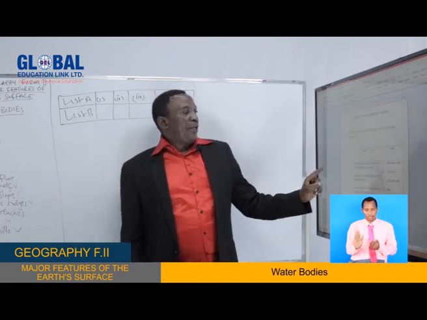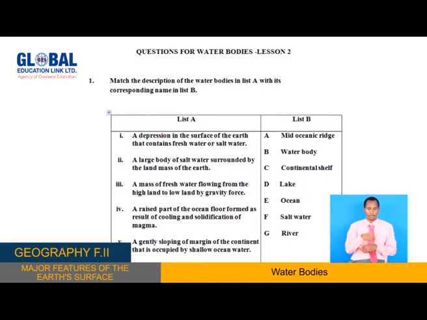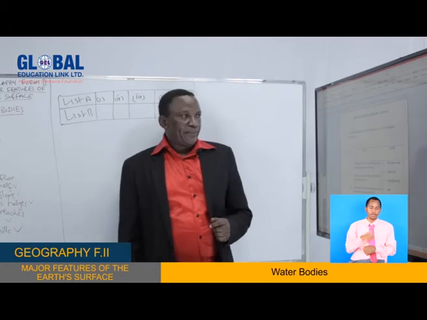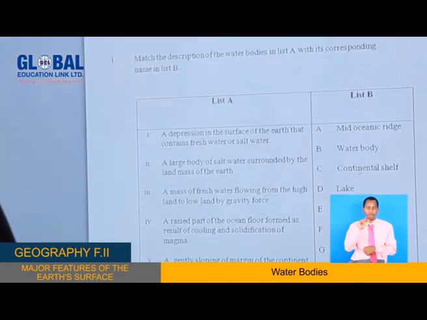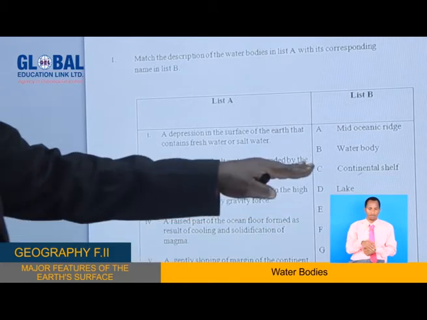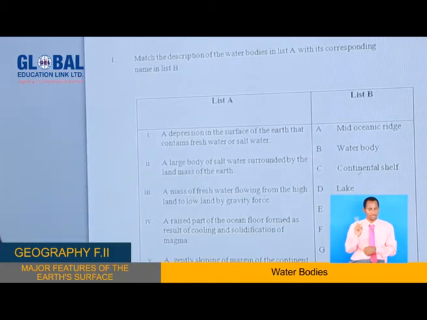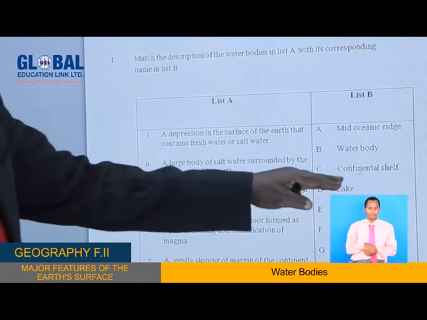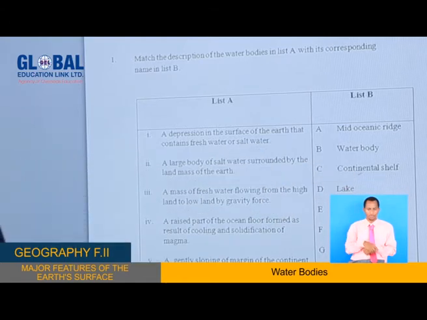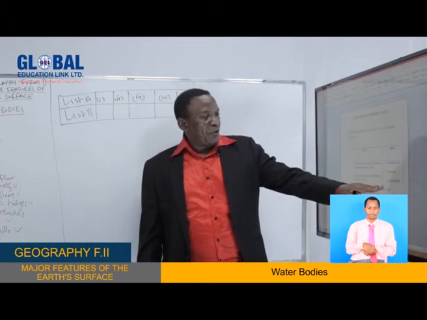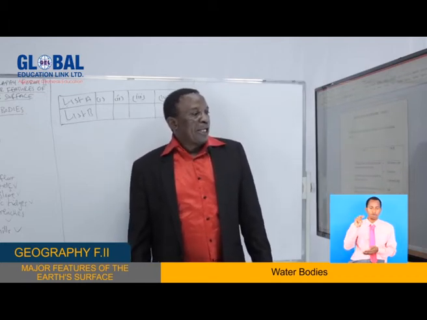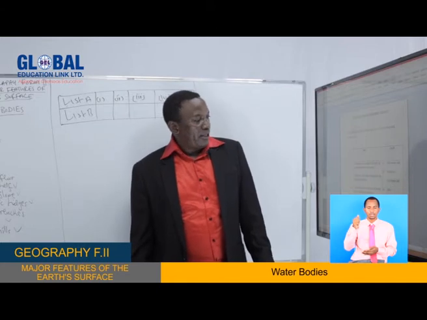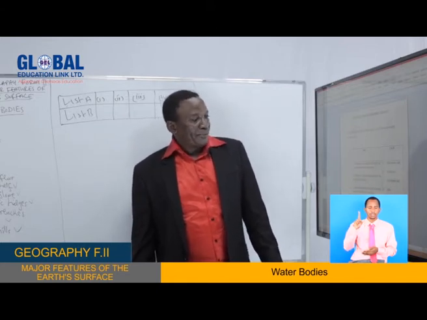Let us start with number 1. A depression in the surface of the earth that contains fresh water or salt water. What will be the answer here? A. Mid-Oceanic Ridge? No. B. Water body? No. C. Continental Shelf? No. Because a continental shelf, we said, is a gently sloping margin of the continent that occupies shallow water.